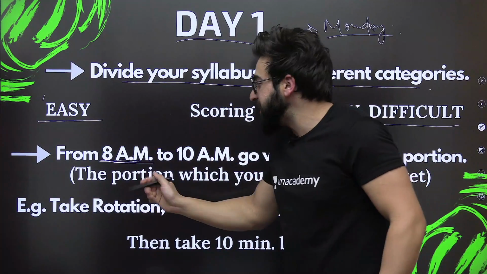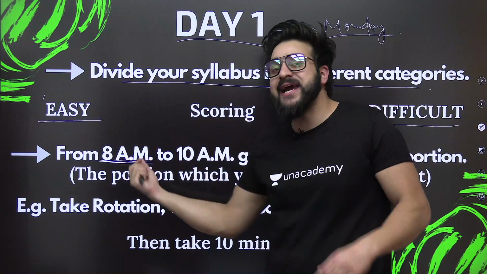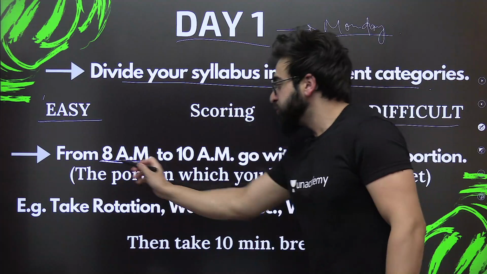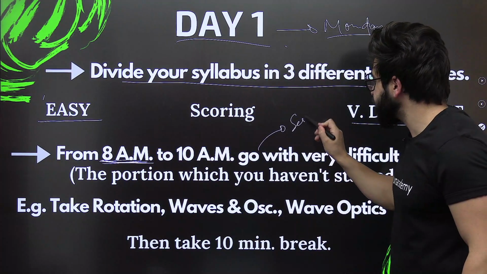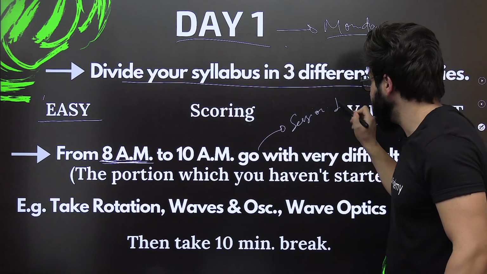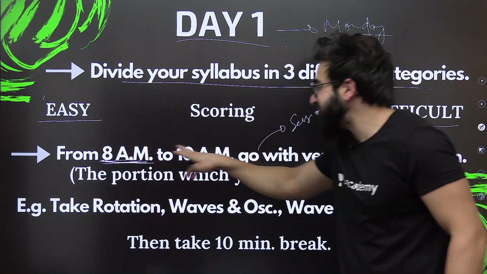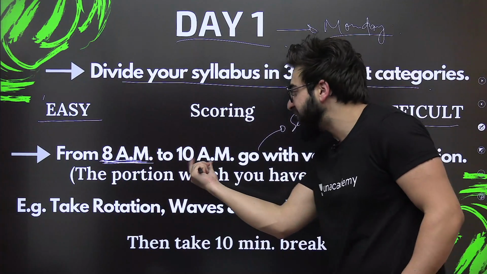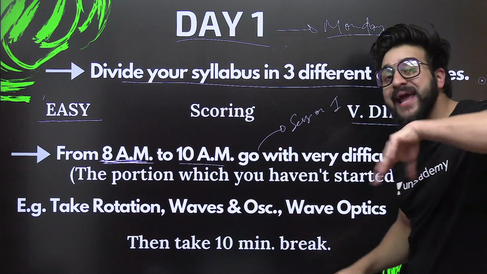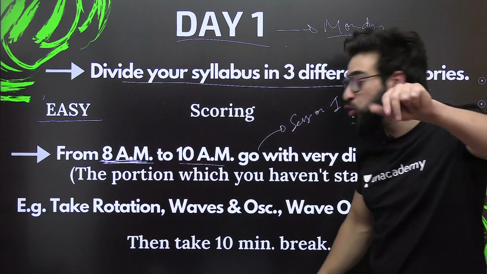Now, what you are basically supposed to do is start by 8 a.m. according to this plan. This is session 1, I call it. Session 1 will be from 8 a.m. to 10 a.m. So you have to start by 8 a.m. in the morning and finish this session by 10 a.m. So this will be just a 2-hour session.